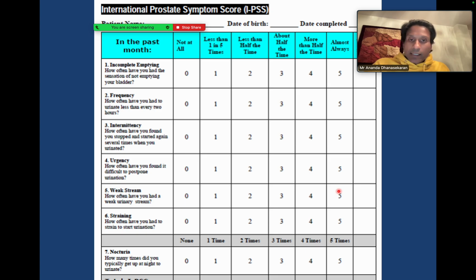It's better to give this sheet to the patient so that the patient can understand, take his own time and think how his day is, and then he can fill it in himself.